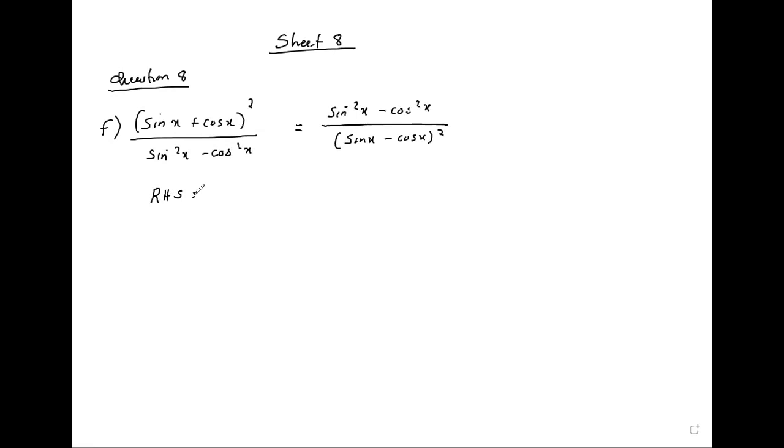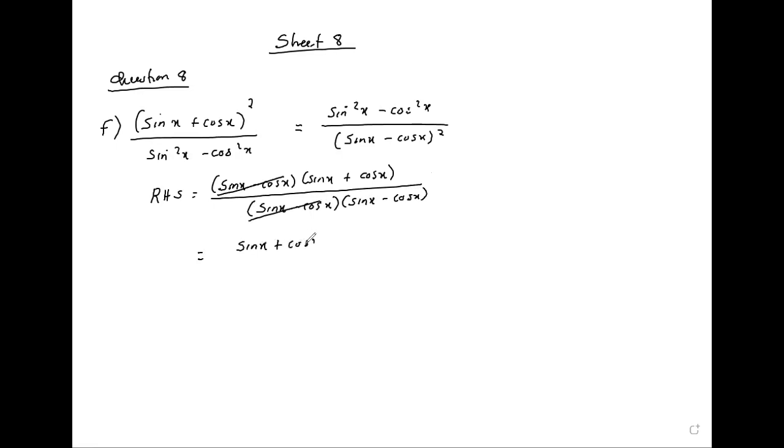Difference of two squares on top gives us sine x minus cos x multiplied by sine x plus cos x, divided by sine x minus cos x. Since it's squared, it means that it's being multiplied by itself. So this piece goes with this one. You end up having sine x plus cos x over sine x minus cos x.